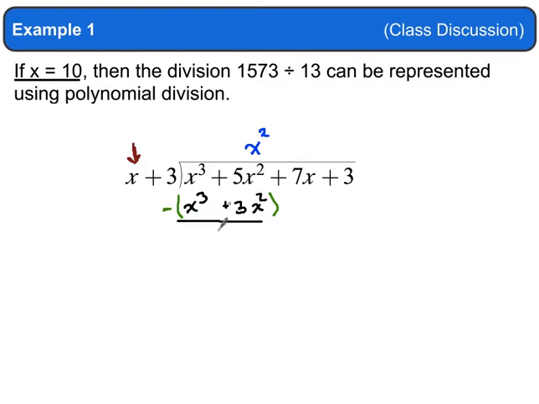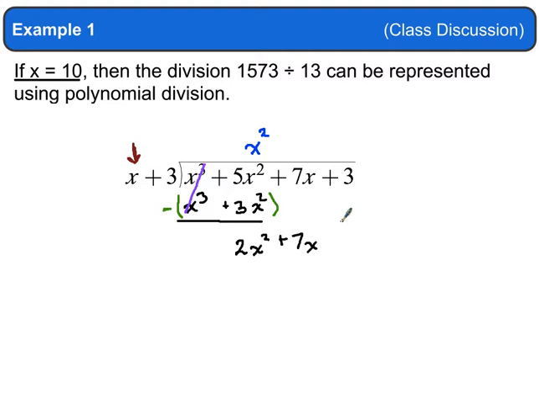So what we're going to do is actually subtract, because that would be the next step to long division. And so you see that x to the third minus x to the third is going to cancel out. And so then 5x squared minus 3x squared is going to be 2x squared. And then we're going to take the 7x and bring it down. Now at this point, the process is just going to repeat.